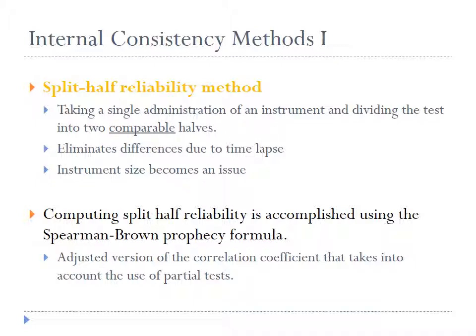The key here is to make sure that the test is comparable. Items on one section should be similar to items on the other. In cases where material is presented progressively with easier questions at the beginning and they get harder as they go, it wouldn't make sense to divide the test into first 50 questions and second 50 questions, because the second 50 would be much harder in content and difficulty rating.